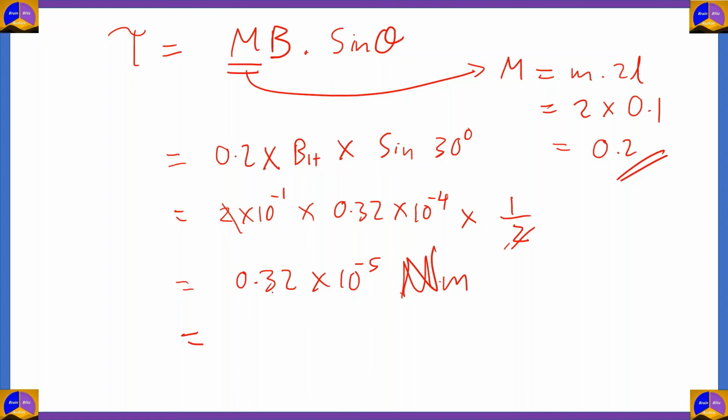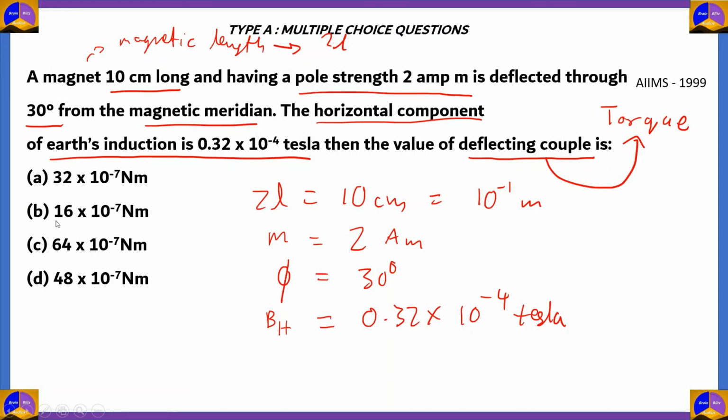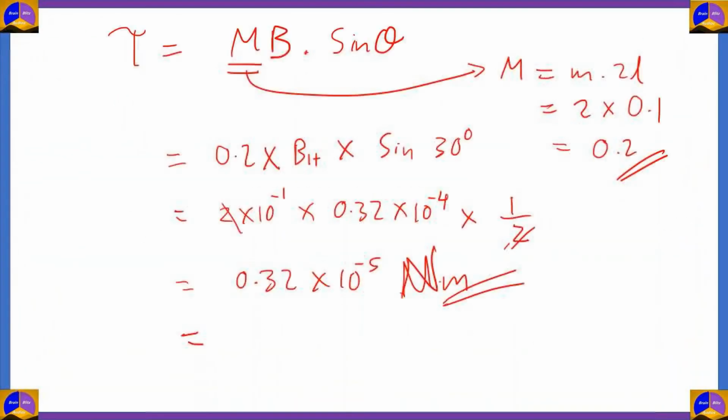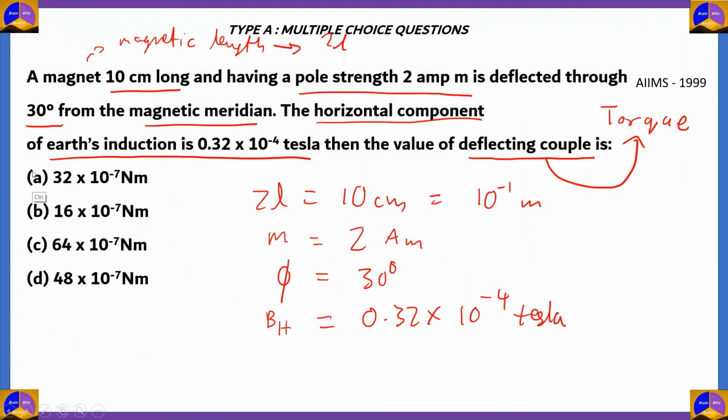Now, this answer is correct. However, if you look at our options, you find that none of the options are given in decimals. So now we need to convert this from a decimal into a whole number. So here it's 0.32. We can convert this as 32 times 10 raised to minus 5 minus 2. So that's 10 raised to minus 7 Newton meters. And which of the options contain 32 times 10 raised to minus 7 Newton meters? It is option A. Option A, 32 times 10 raised to minus 7 Newton meters is the right answer.